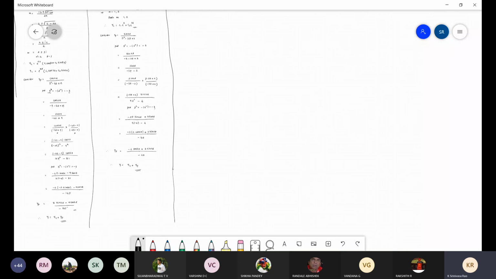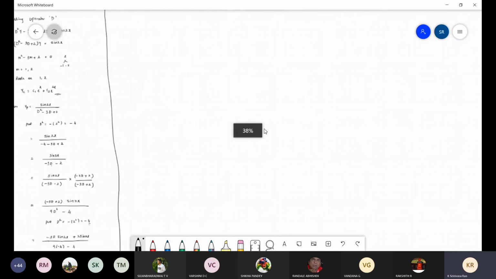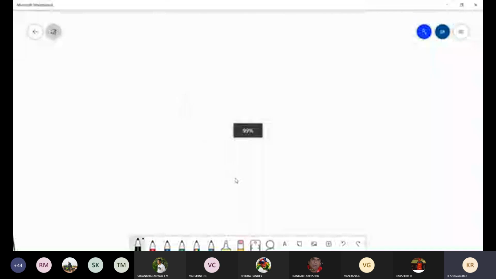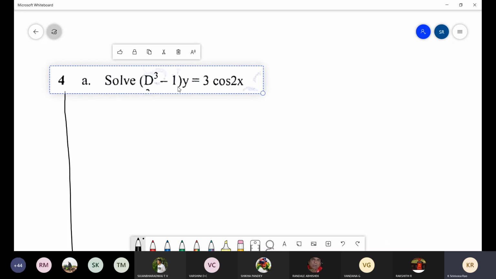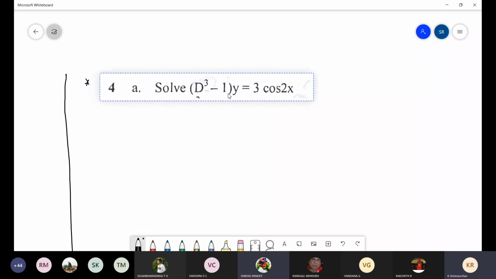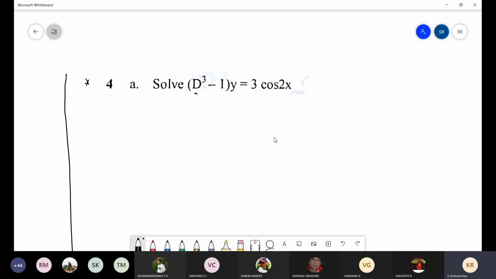I'll take this question paper problem. Is it visible? See, it is a 6 marks problem. Solve D cube minus 1 into y equals 3 cos 2x. That's it. It is a 6 marks problem.